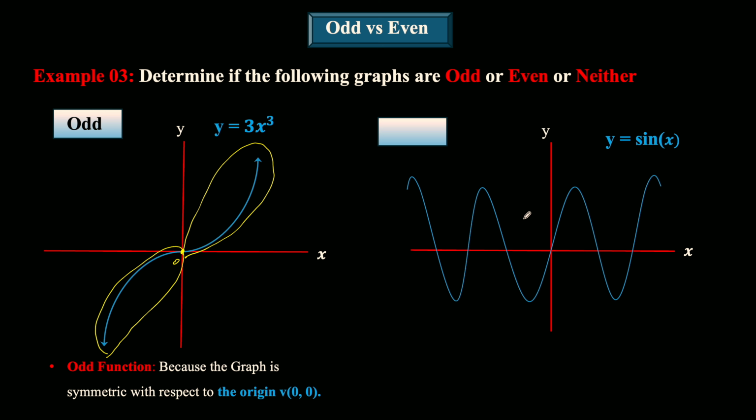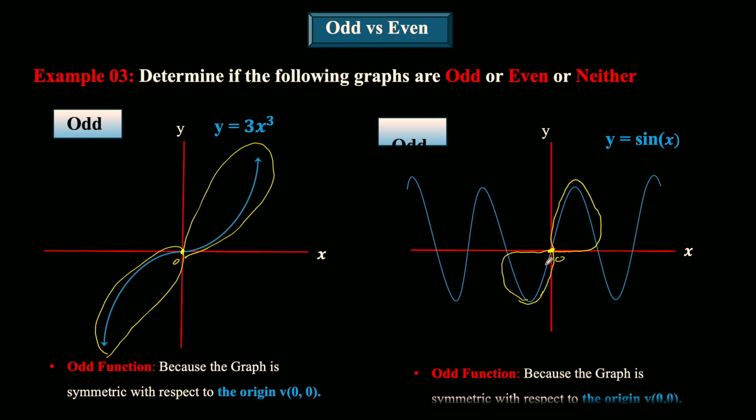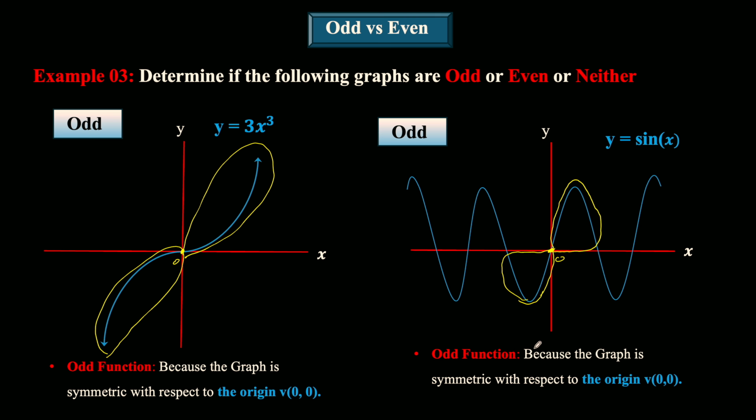Let's see this example also. This is y is equal to sine x. Sine x is close to the cosine of x, but the only difference is that sine x now passes through the origin, okay? And we see that this part here is symmetric with this part here, right? With respect to the origin. So this is an odd function. Why? Odd function because the graph is symmetric with respect to the origin, okay?